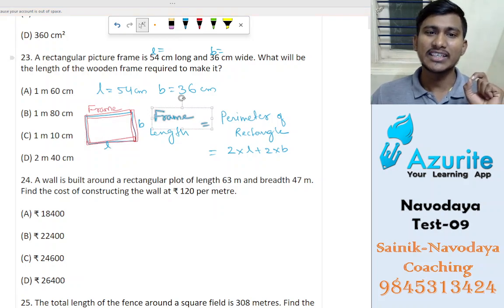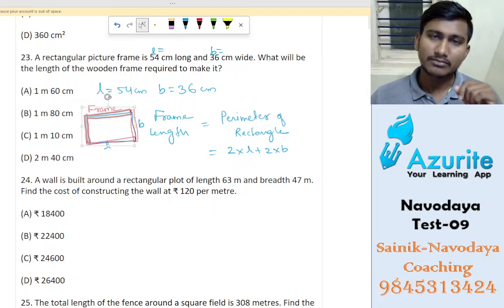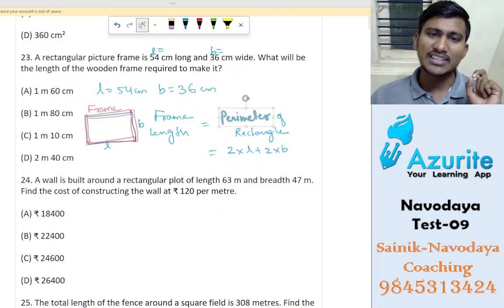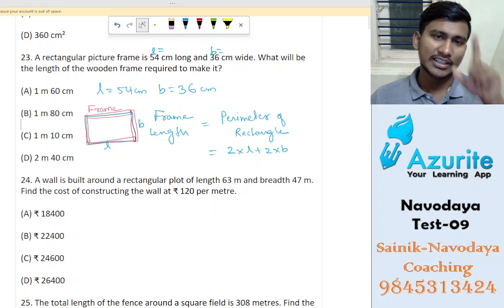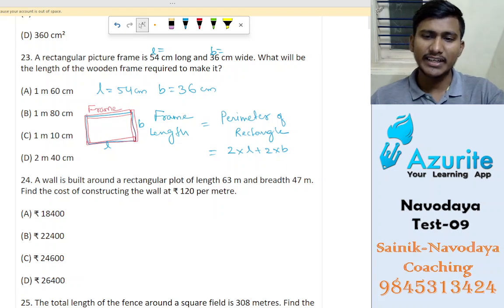So they are asking the wooden frame required. How much frame length is required? That is the perimeter of the rectangle, because it will be on the boundary. So perimeter we have to find. Length is 54, breadth is 36. You find the perimeter by 2 times length plus 2 times breadth. That is homework. Okay, find it out.